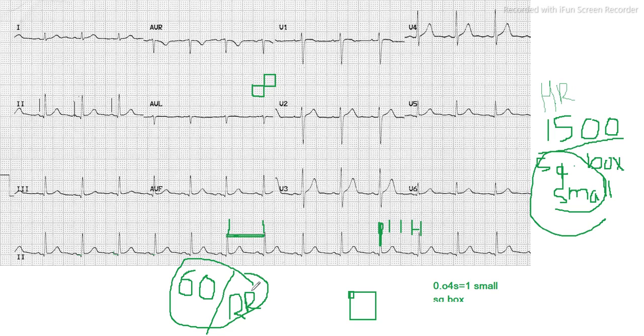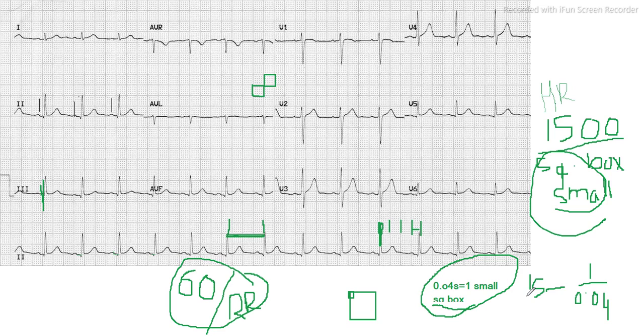Another way to find the heart rate is to count the number of QRS complexes in 6 seconds. Let's start from here. As we have already said, one small square box is 0.04 second. So 1 second will be 1 divided by 0.04.